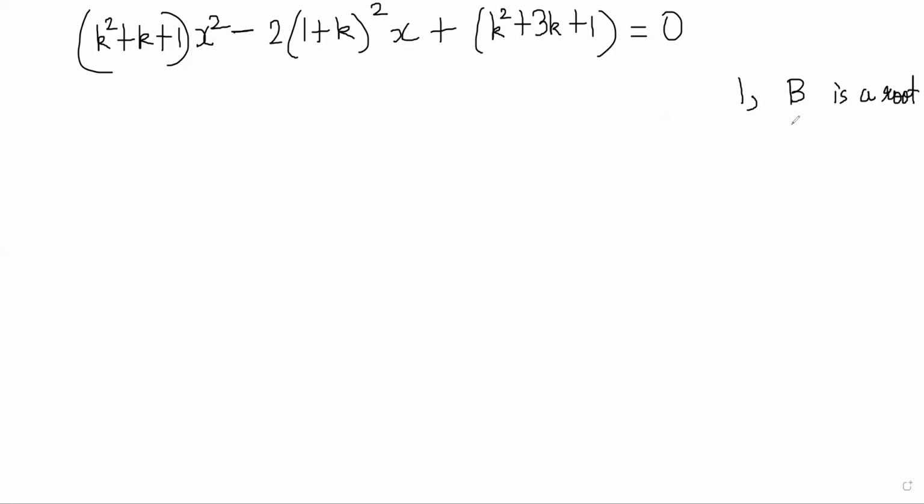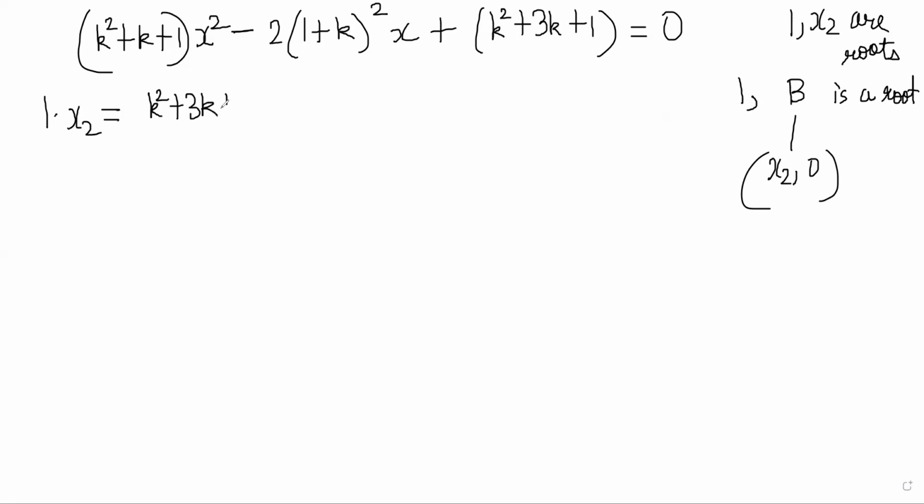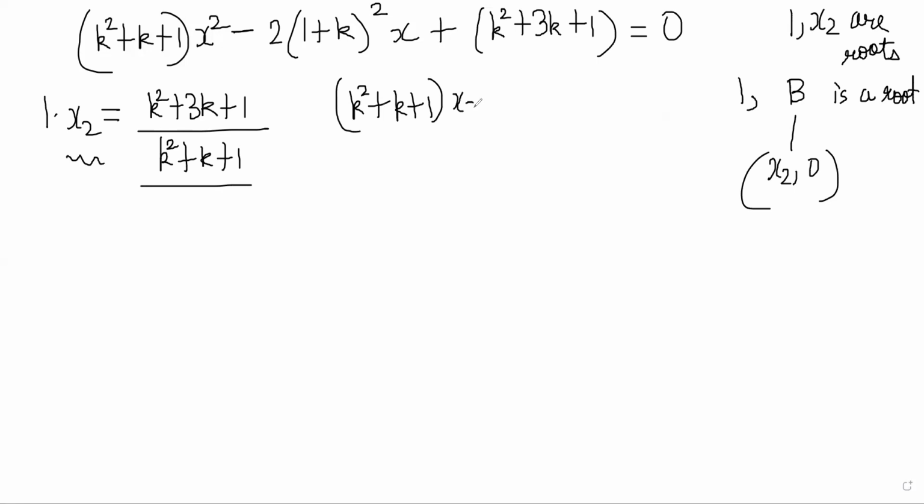If point b is given by x2 comma 0, we have basically 1 and x2 as roots. If 1 and x2 are roots, we can say the product of the roots, 1 into x2, is equal to c by a, so k square plus 3k plus 1 by k square plus k plus 1. That is the product of the roots, so x2 must be this. Great. If I simplify this expression, I get k square plus k plus 1 times x2 is equal to k square plus 3k plus 1.